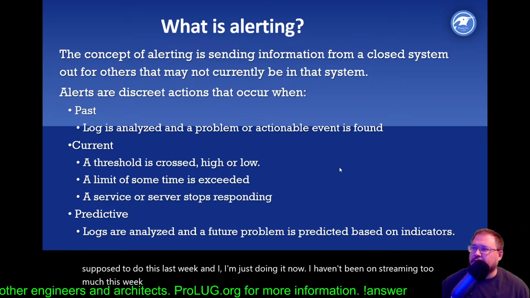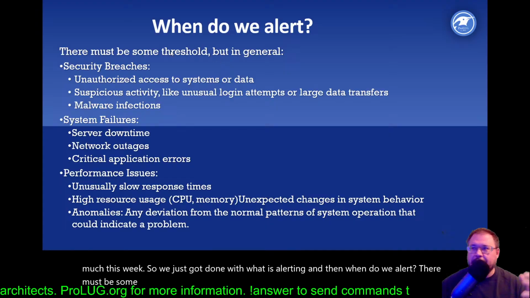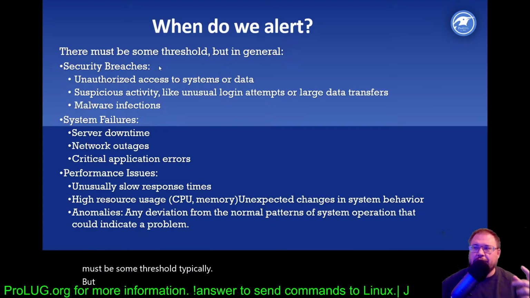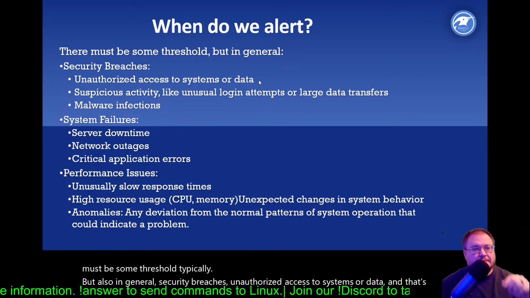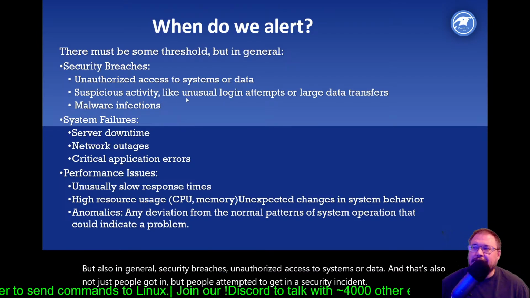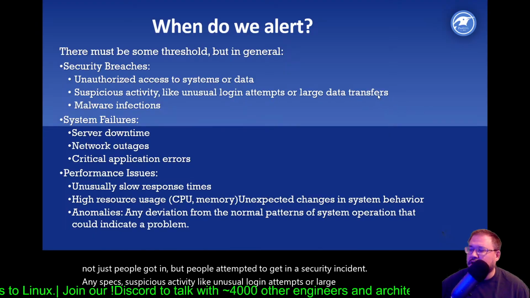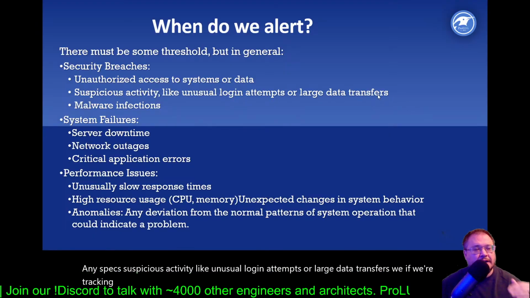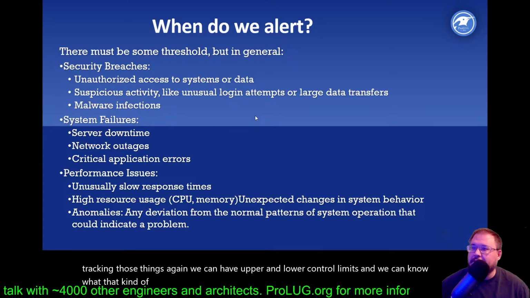So we just got done with what is alerting, and then when do we alert? There must be some threshold typically, but also in general, security breaches, unauthorized access to systems or data. And that's not just people getting in, but people attempting to get in is a security incident. Any suspicious activity like unusual login attempts or large data transfers, if we're tracking those things, again, we can have upper and lower control limits, and we can know what that kind of stuff looks like.